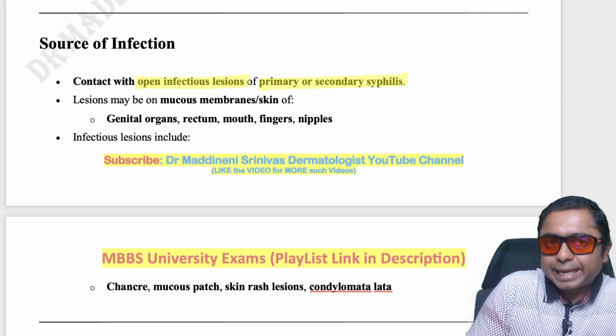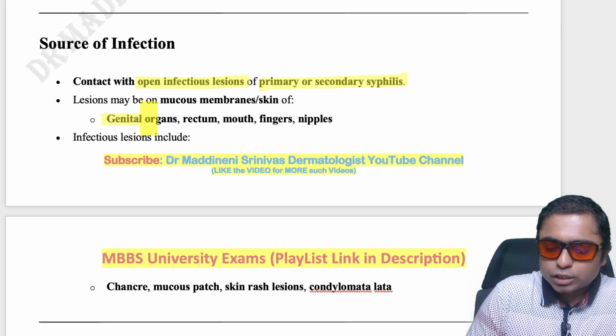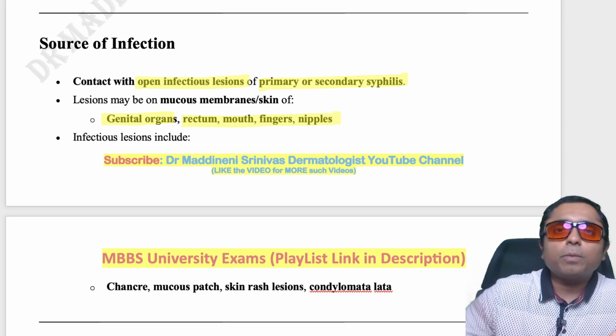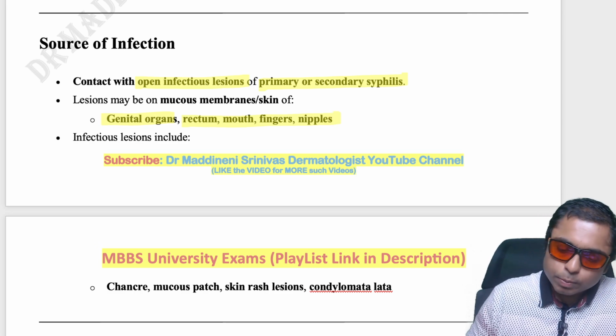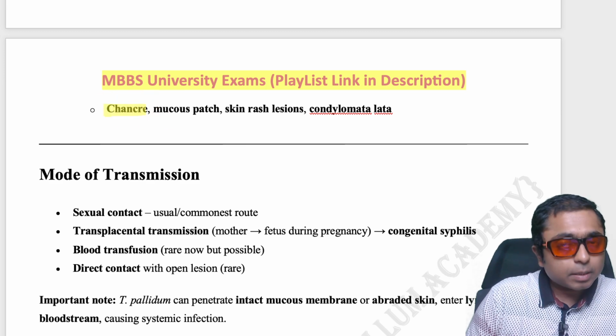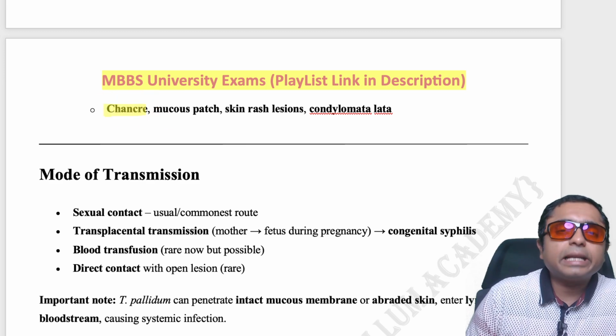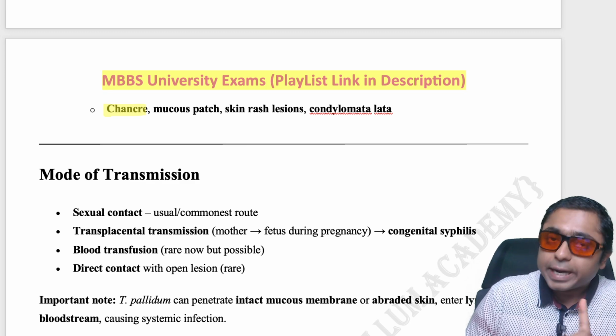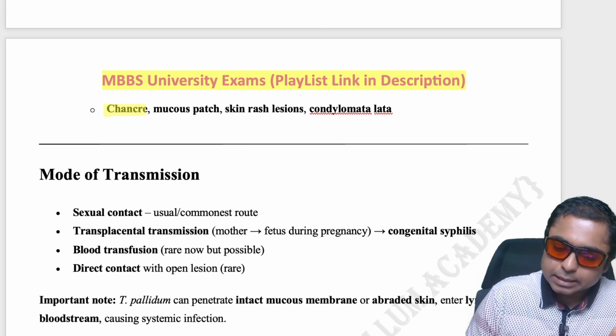And what are the areas which are going to be affected? Usually the genitalia and other mucosa, and also fingers and nipples, depending upon the various sexual practices of human beings. And what are the infectious lesions? Chancre, remember this term is very important. Chancre literally means ulcer, but in the case of syphilis we call it hard chancre. Very important term to remember and also write in the examination.